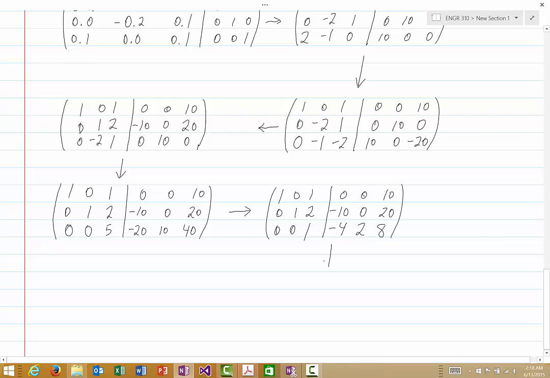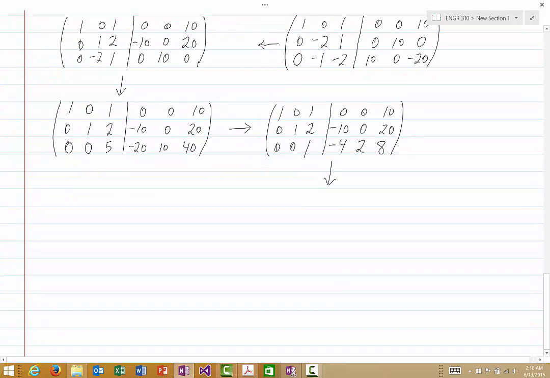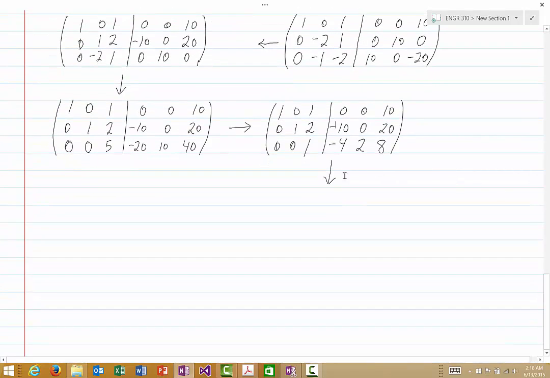And we're getting close now. In fact, all we have to do now to finish up this problem is to add the negative of the final row to the first row to get rid of this 1, and negative 2 times the final row to the second row to get rid of this 2. So let's do both of those.